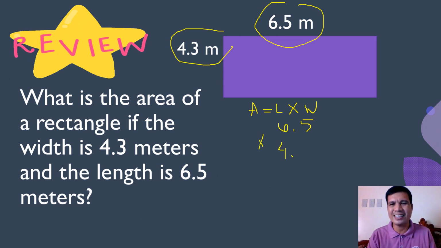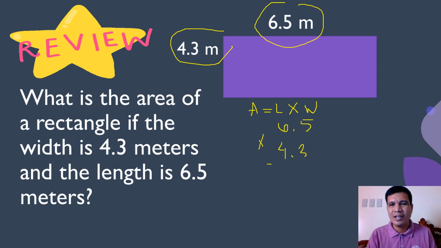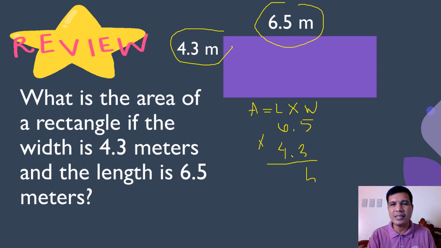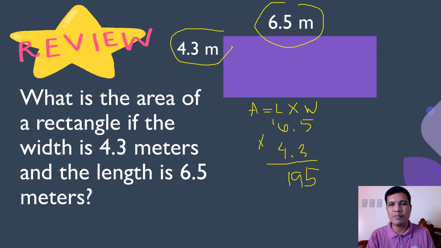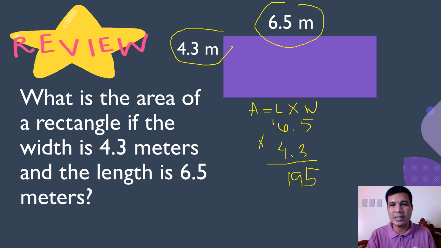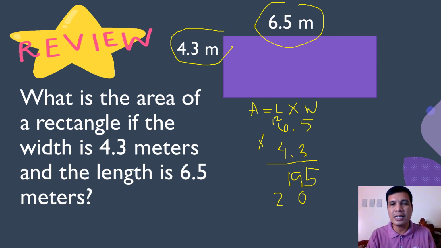So, okay, let us multiply. Let us start with 3. 3 times 5 is 15. Then, regroup 1. 3 times 6 is 18, plus 1 is 19. 195. Let us proceed with number 4. 4 times 5 is 20. Regroup 2. 4 times 6 is 24, plus 2 is 26.